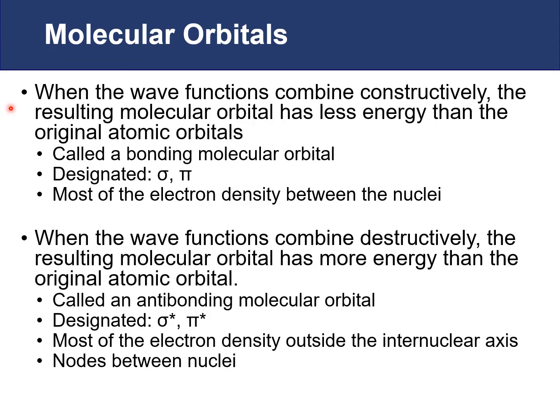When the wave functions combine constructively, the resulting molecular orbital has less energy than the original atomic orbitals. These are called bonding molecular orbitals, and we designate them as either sigma or pi, depending on, again, whether we have direct overlap, which would be a sigma bond, or indirect overlap via orbitals overlapping from bonds that are perpendicular to the interatomic axes. The pi bonds are the same pi bonds as we had when we were looking at valence bond theory. Most of the electron density for these constructively interfering atomic orbitals is between the two nuclei.